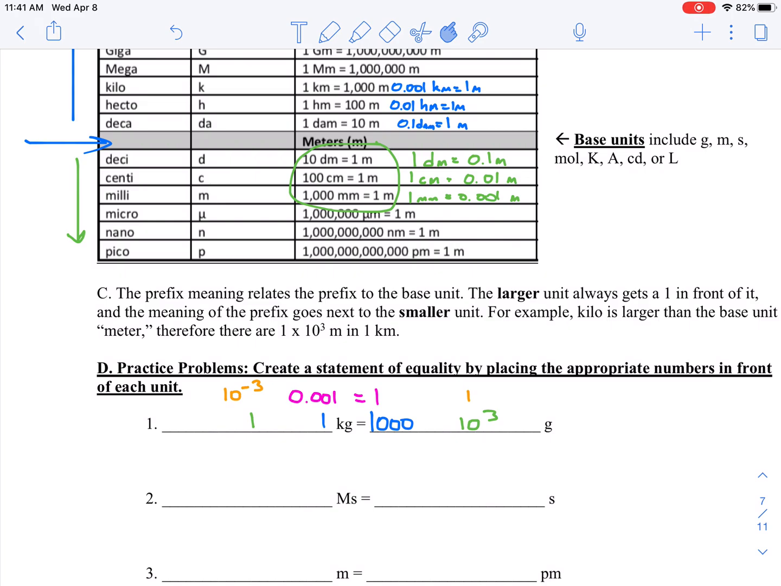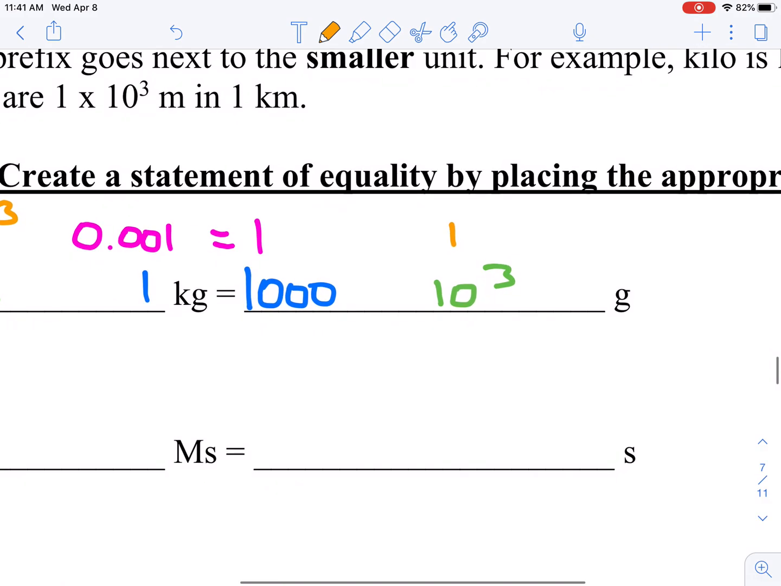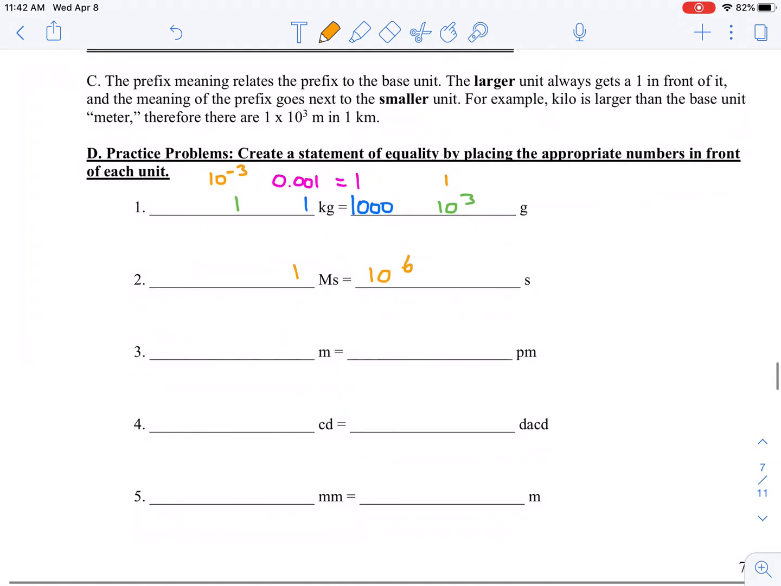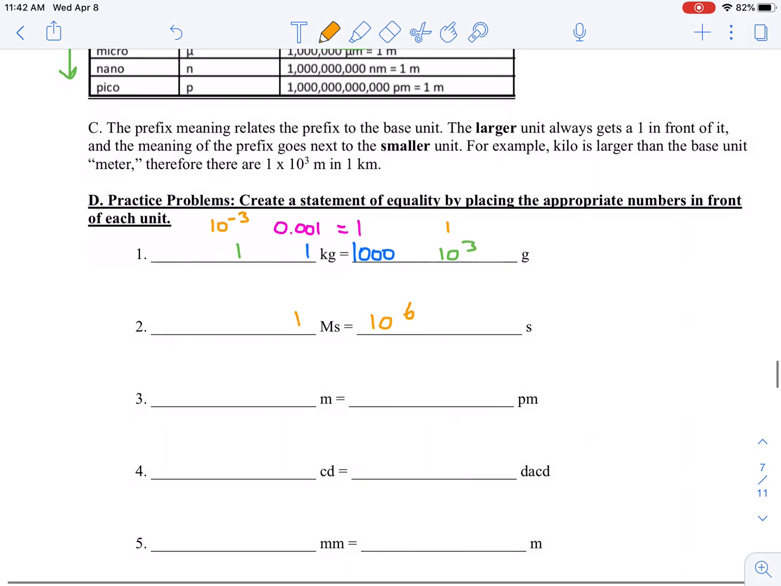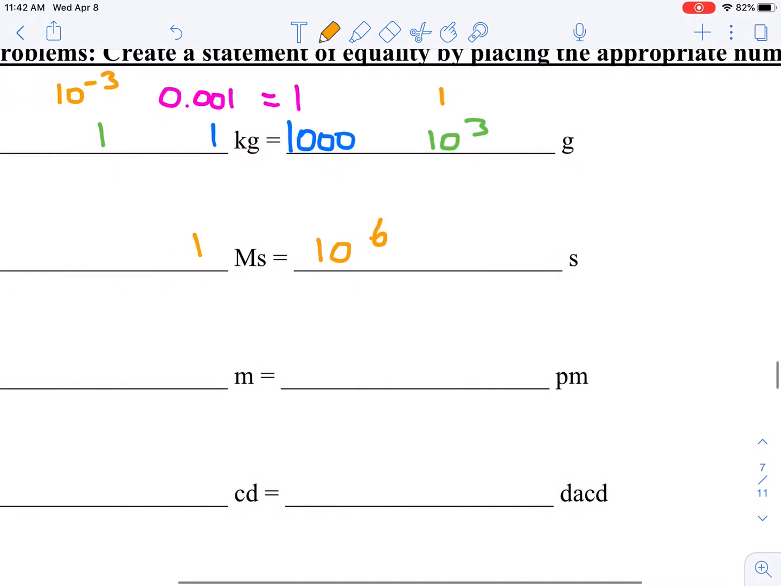So number 2, we are talking about megaseconds. And if you find mega on your table, you'll notice that 1 megasecond is equal to 1 million seconds. So you can write out a million, or you can simply write 10 to the 6th power, which is equal to a million. 10 to the 6th power. We're looking for picometers. Find picometers above. You'll notice pico is at the bottom of your table, and it's 1 times 10 to the 12th. So 1 meter is equal to 10 to the 12th picometers. Or, said another way, you could say that 1 times 10 to the negative 12th meters is 1 picometer.